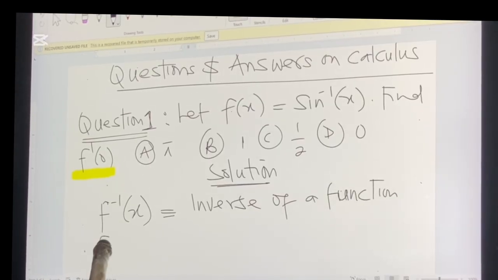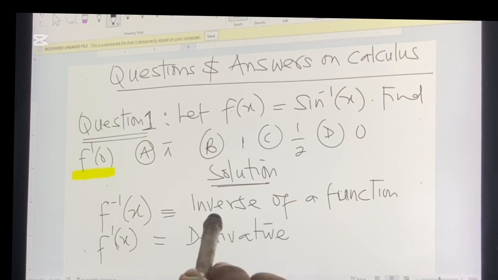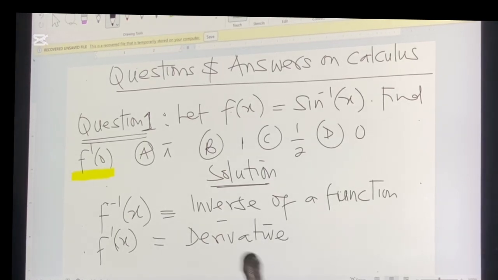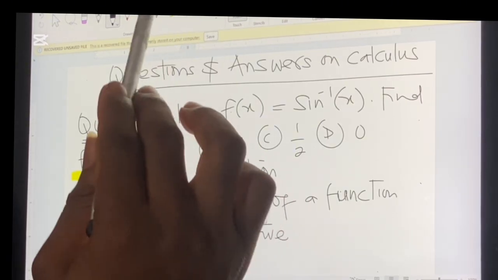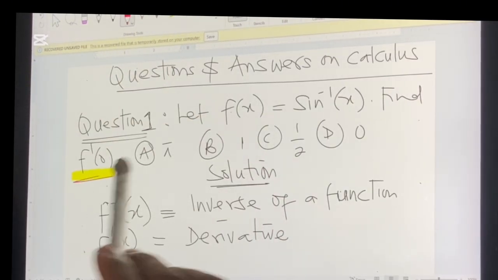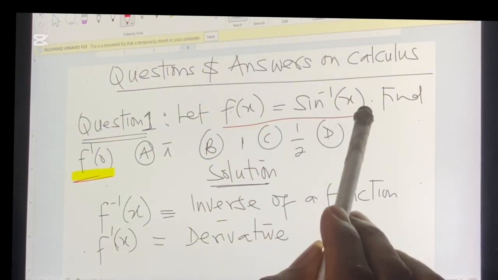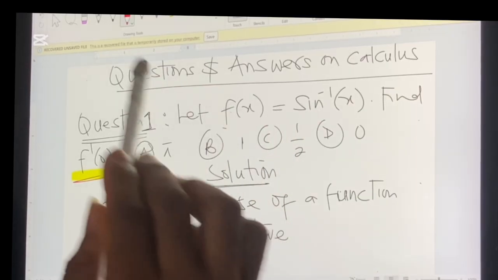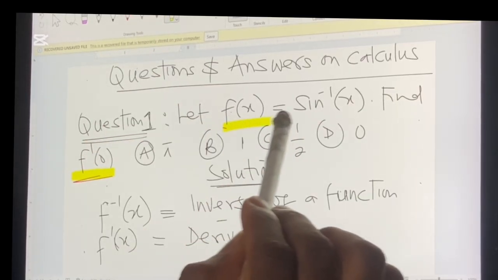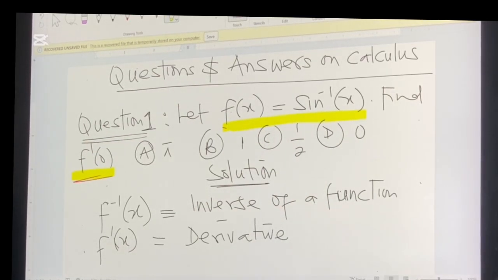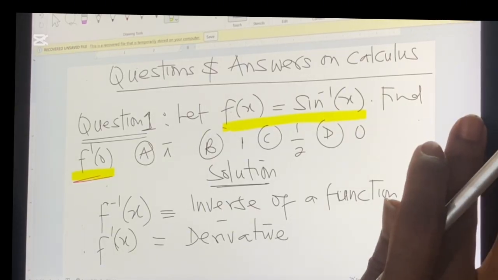Whenever you have f prime of s, this is called a derivative, or you call it differentiation. Please take note. So what we have here is differentiation. We are asked to differentiate this function here, or this expression here. So now let's differentiate that function, class.